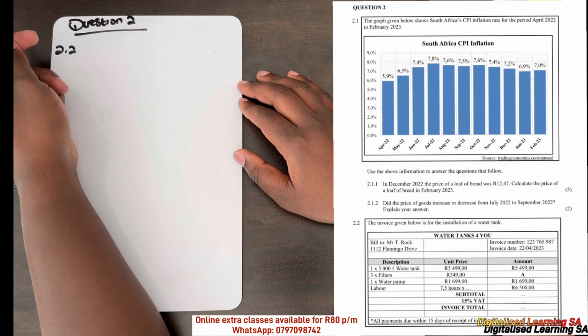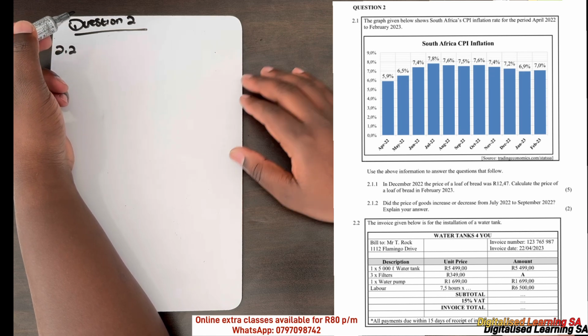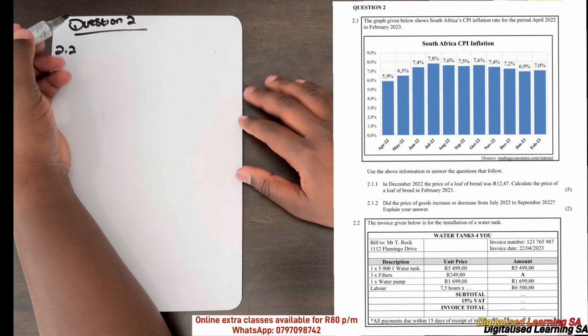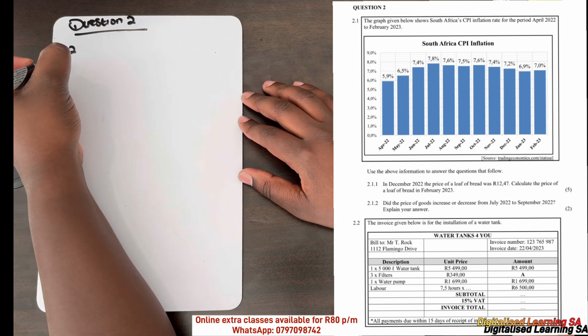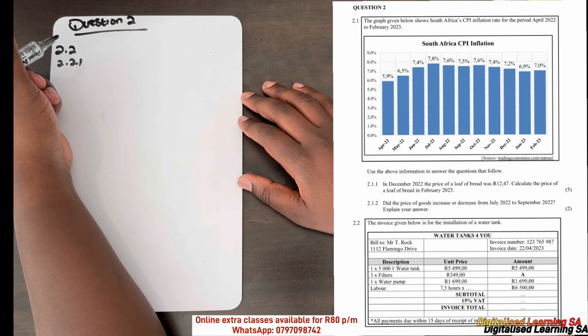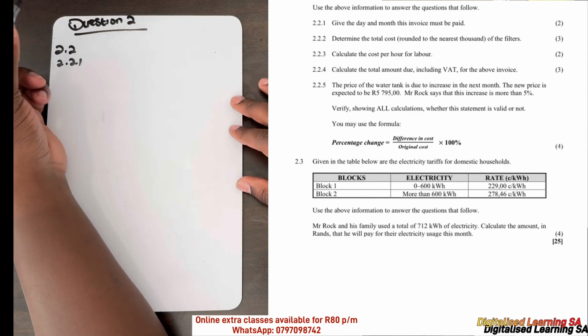And there is the address, the invoice number, the invoice date, and then we have 3 columns: the description column, the unit price column, and the amount column, right? So now let's go ahead and start working on our set of questions. The first question will be question 2.2.1, which says give the day and month this invoice must be paid.